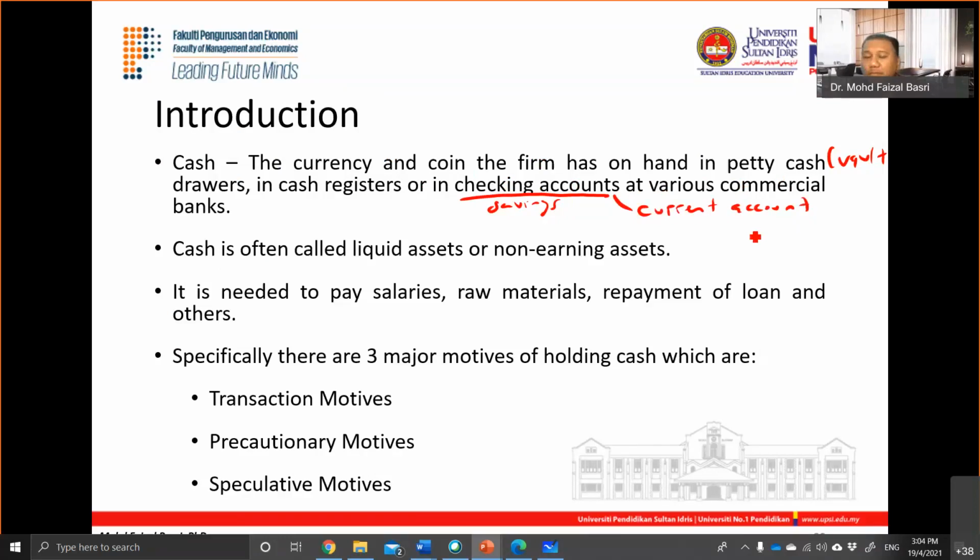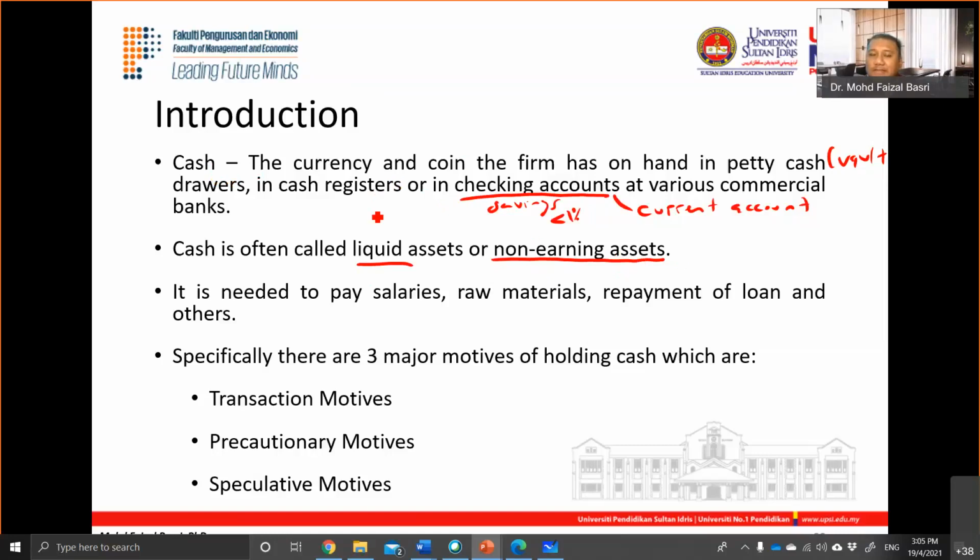This current account usually will not pay you any dividend ataupun any interest. Savings will pay you very minimal, less than 1% return. So that's why it's almost zero returns lah, savings or even current accounts. Okay. So cash is often called a liquid asset ataupun non-earning asset, as the nature of the asset is that you will not earn anything if you keep it in this form. If you want to earn, we need to invest, then baru jadi earning assets. But as cash punya form, it is a non-earning asset.